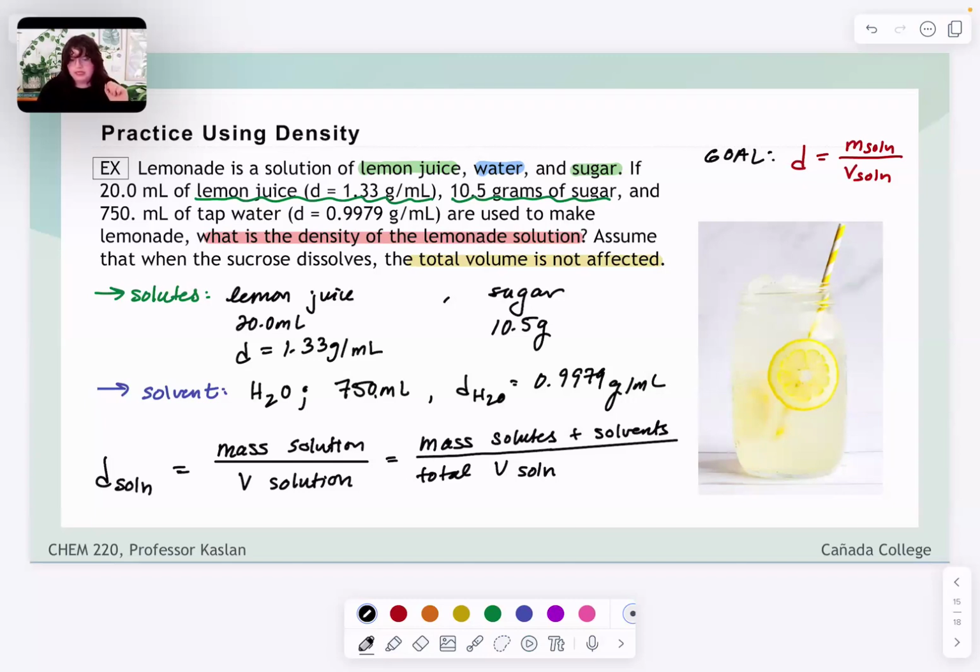So we need to identify the mass of our solutes. So the mass of our lemon juice and our sugar. And then the total volume of solution. And remember, yes, we know how much water we used to make our lemonade, but that's not the only liquid that was used to make lemonade, right? We also use some lemon juice. So let's take the next slide to try to get total volume of solution and mass of solutes and solvents together.